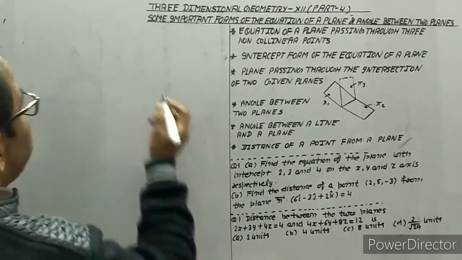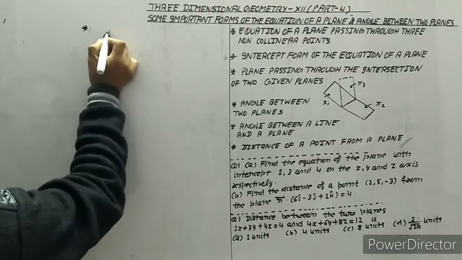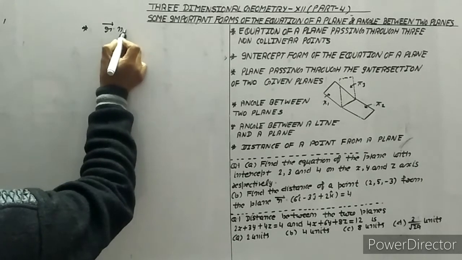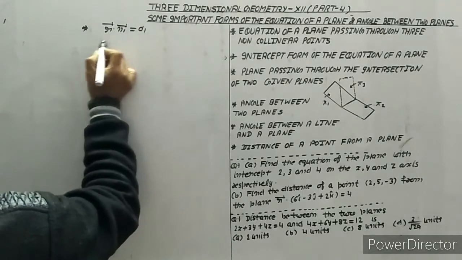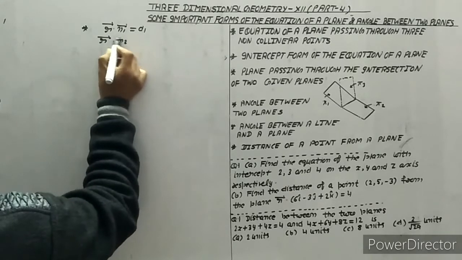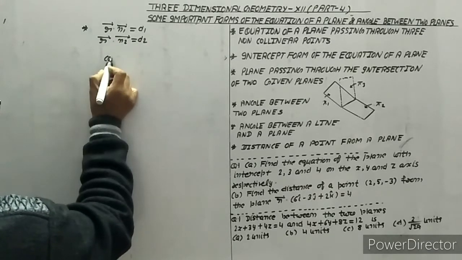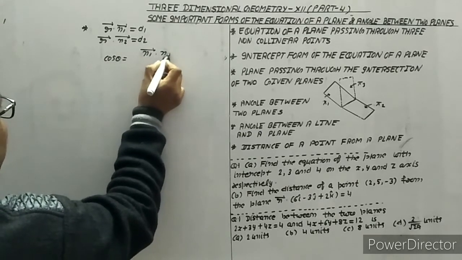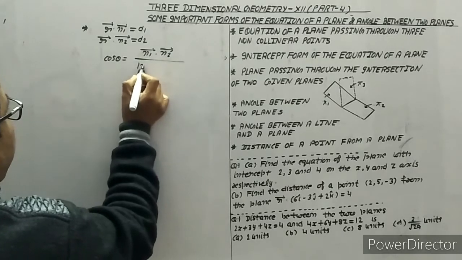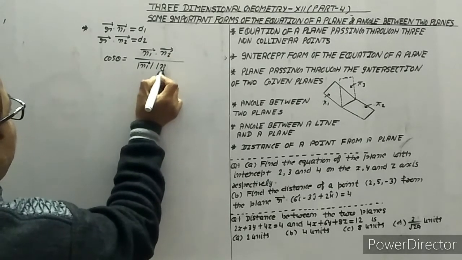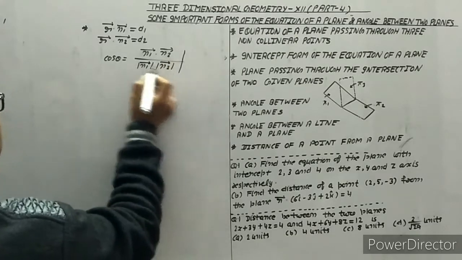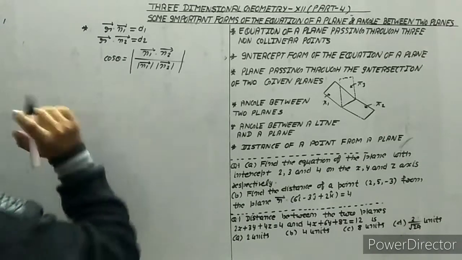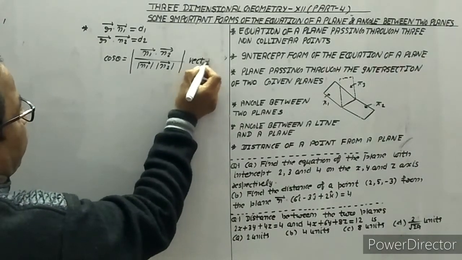Now let's start with the angle between two planes. For this, let us say the equations of the two planes are as follows: vector r dot vector n1 is equal to d1 and vector r dot vector n2 is equal to d2. Then the angle between them is given by cos theta is equal to vector n1 dot vector n2 upon magnitude of vector n1 into magnitude of vector n2, and the absolute value of this, because we are taking the positive angle only. So this is the vector form.